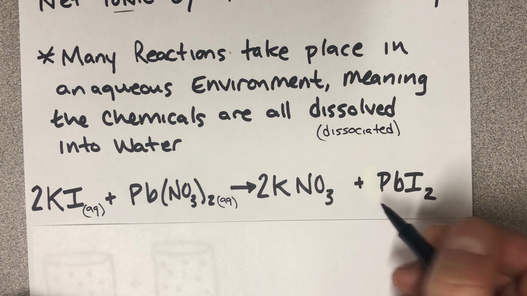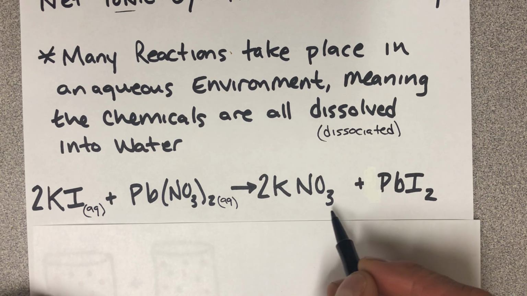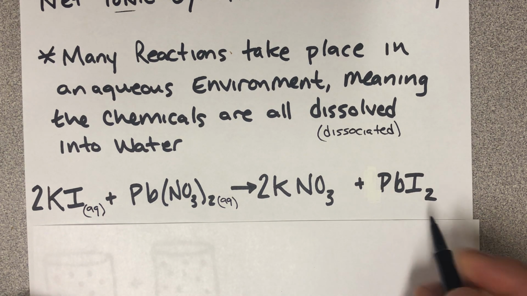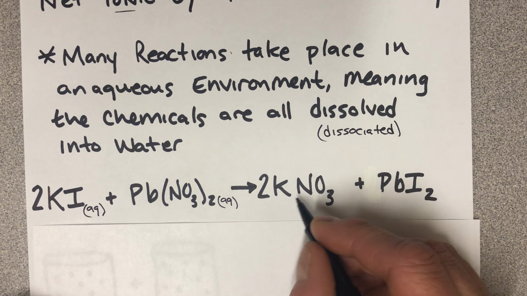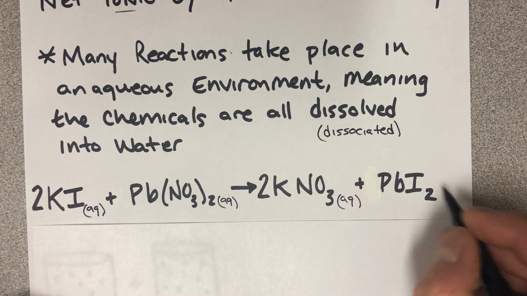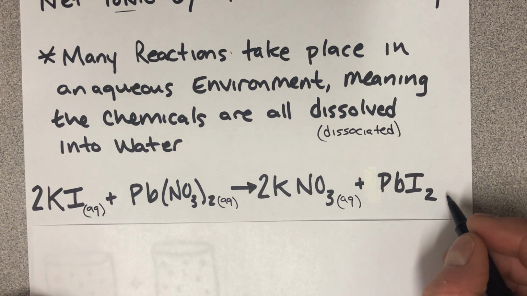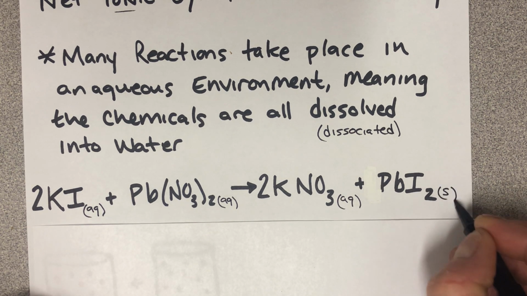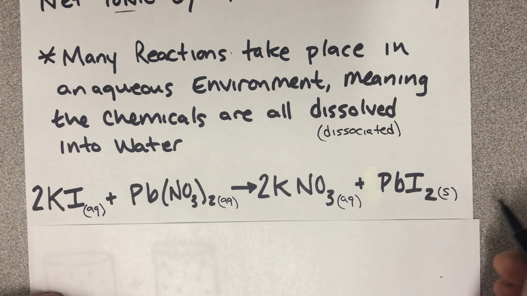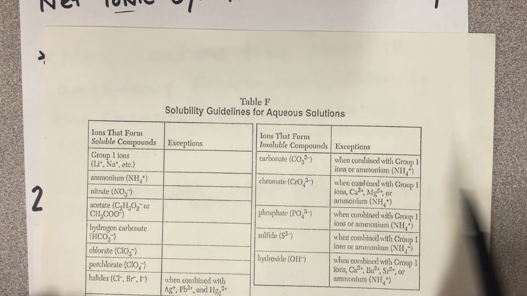And what pops out of here after this double replacement reaction takes place is potassium nitrate and lead(II) iodide. The potassium nitrate stays in its aqueous form, but interestingly, the lead iodide will not be aqueous anymore. This turns into a solid compound. And so this is a good time to talk about the solubility table.